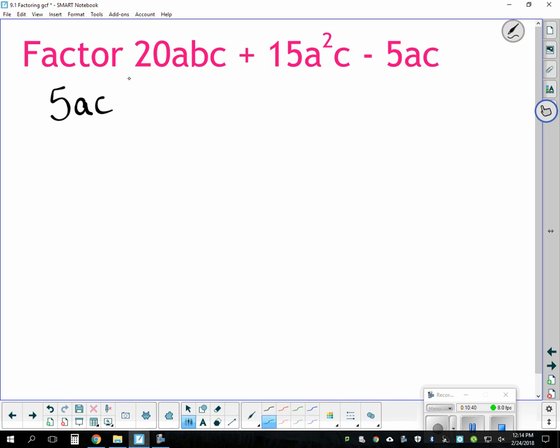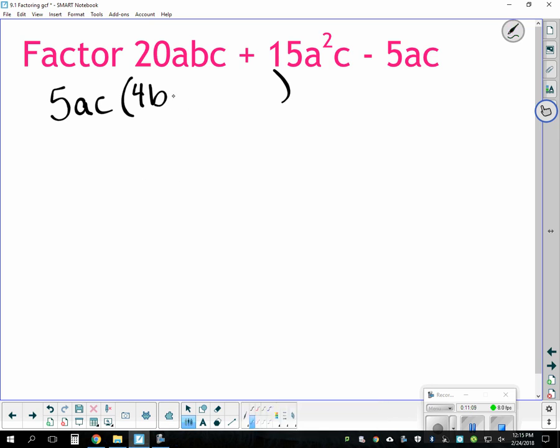Then remember what we do: parentheses, and we're going to write our leftovers. So 20abc, what is left in 20abc if you take 5ac out? And remember, you're thinking division. So 20abc divided by 5ac is 4b. 20 divided by 5 is 4. Your a's cancel, your c's cancel. The b is all that is left over.